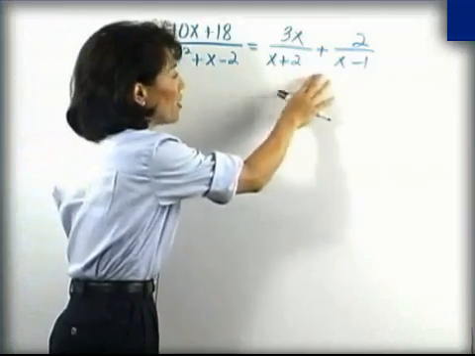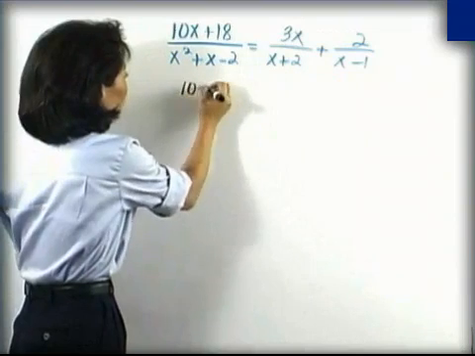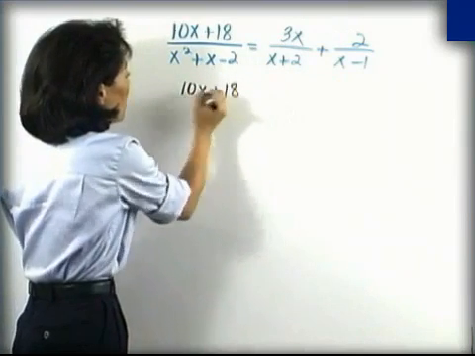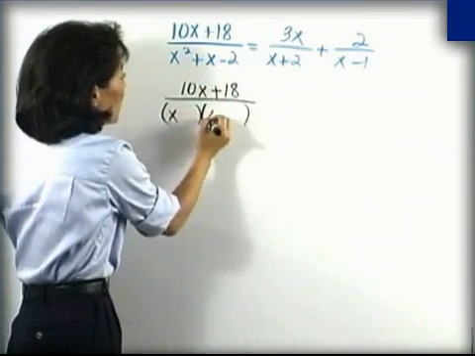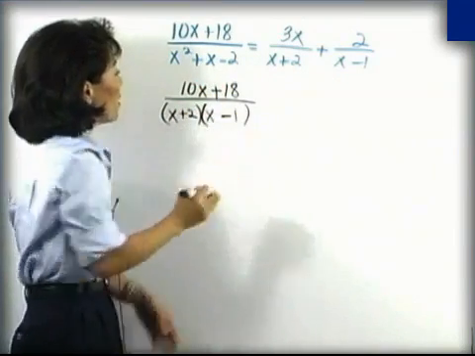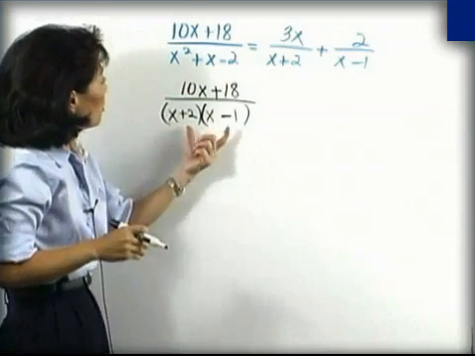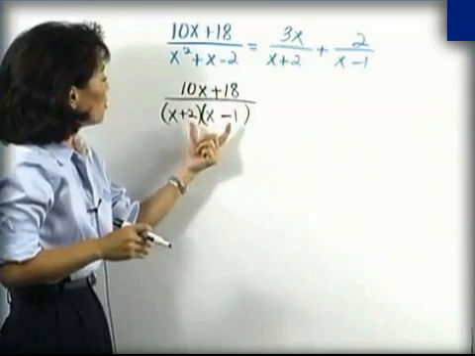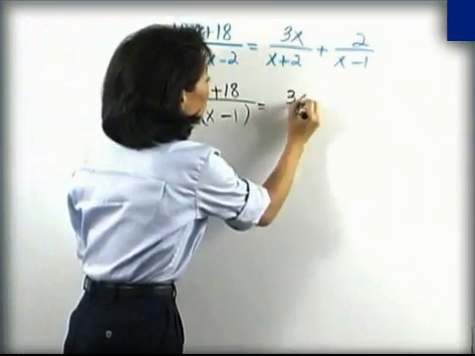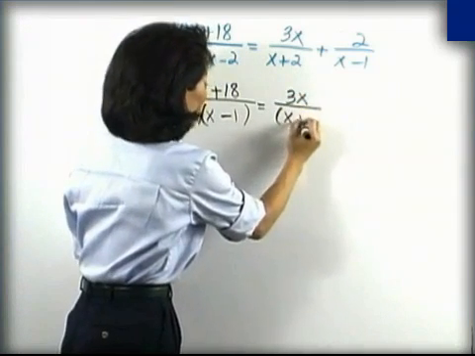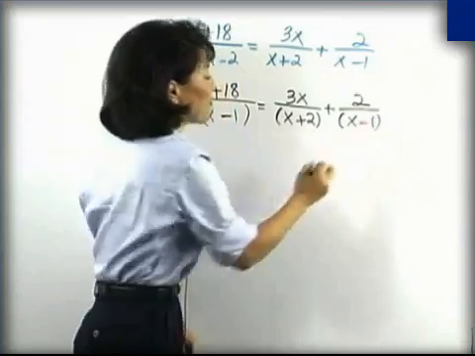Now, looking at these denominators, it's not easy to identify the LCD because it's not in factored form. So what we're going to do is factor this denominator. Now, you should be an expert at this factoring at this time. Factoring the trinomial x squared plus x minus 2 gives us product, negative 2, sum, positive 1. Now notice these other two are already in factored form. We have the x plus 2, and then finally we have the x minus 1.